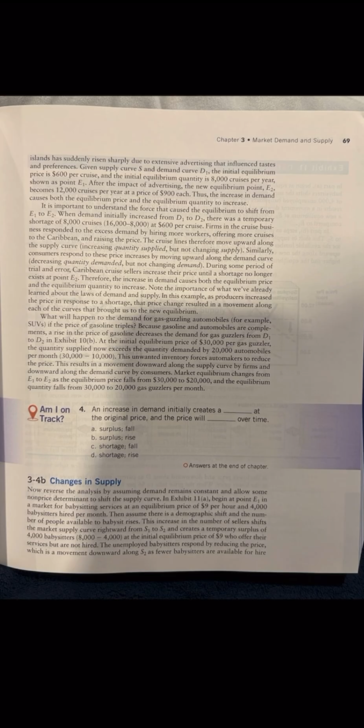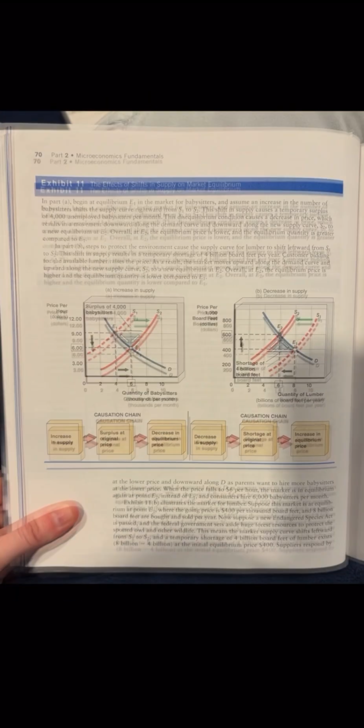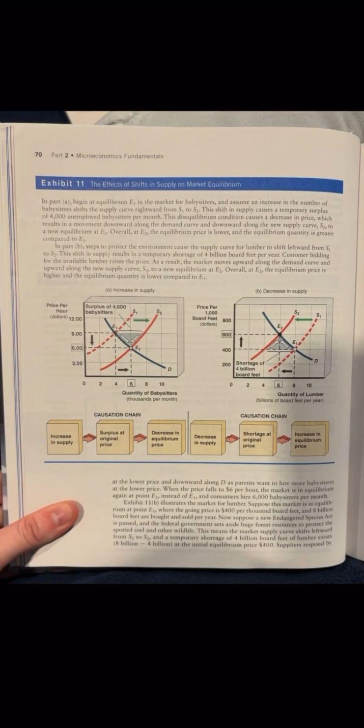The unemployed babysitters respond by reducing the price, which is a movement downward along S2, as fewer babysitters are available for hire at a lower price, and downward along D as parents want to hire more babysitters at a lower price. When the price falls to $6 per hour, the market is in equilibrium again at point E2 instead of E1. The consumers hire 60,000 babysitters per month.